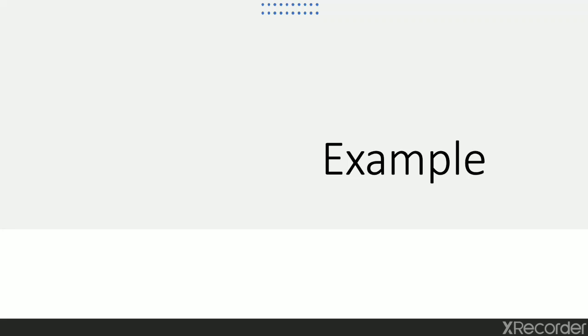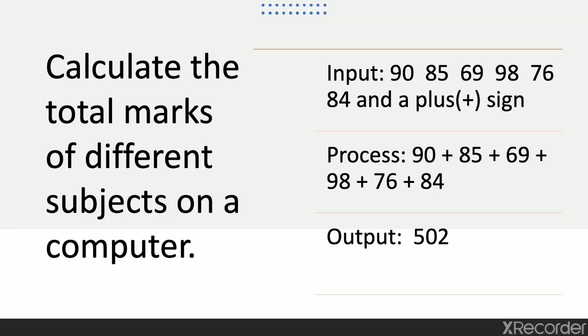Now come to one example to learn the process of all the functions of a computer. Here I'm taking the example of calculating the total marks of different subjects. First we will take input from the user. The input will be given by the user, that is 6 numbers and a plus sign. The 6 numbers are 90, 85, 69, 98, 76 and 84.